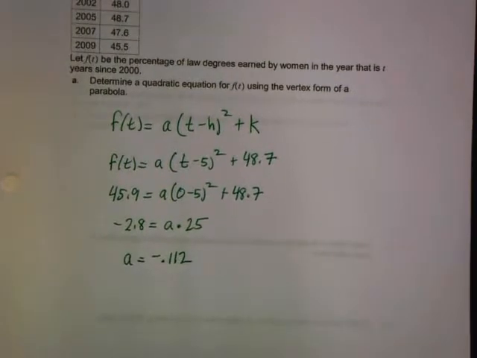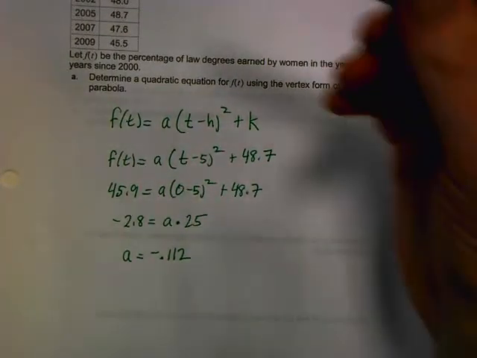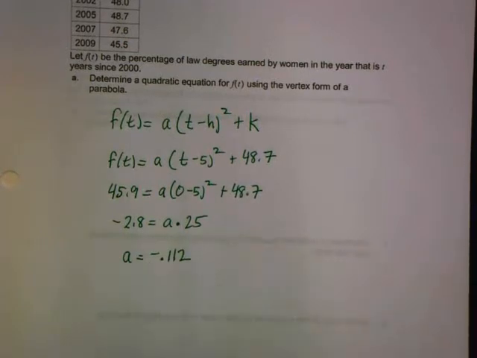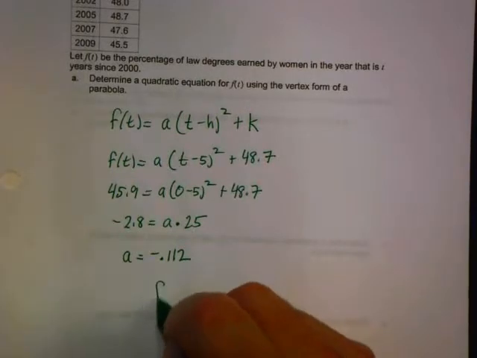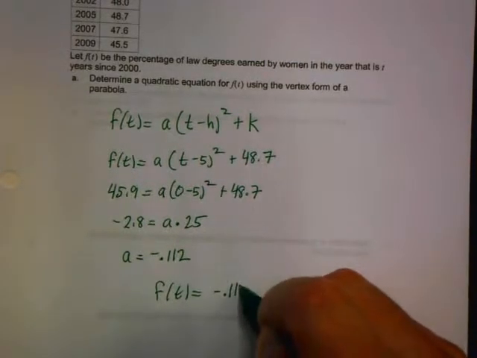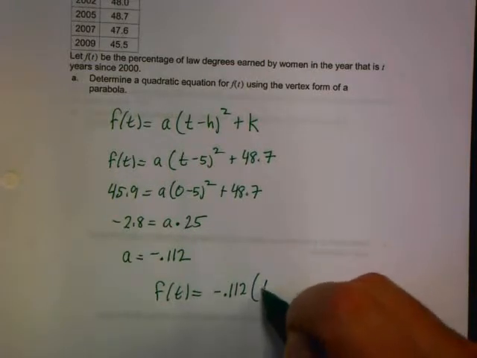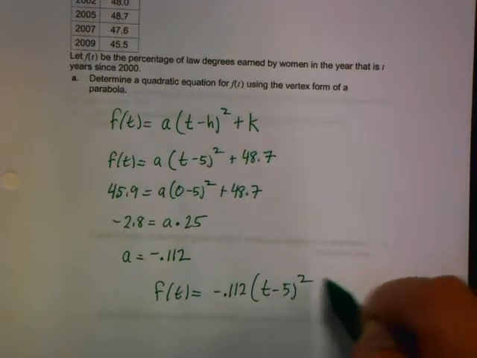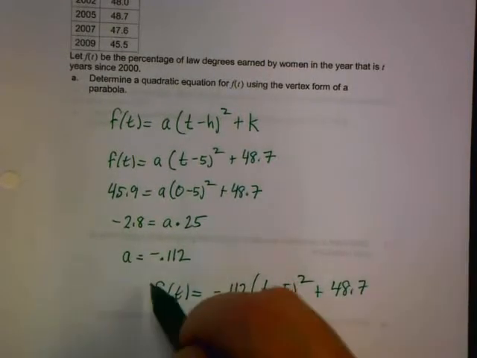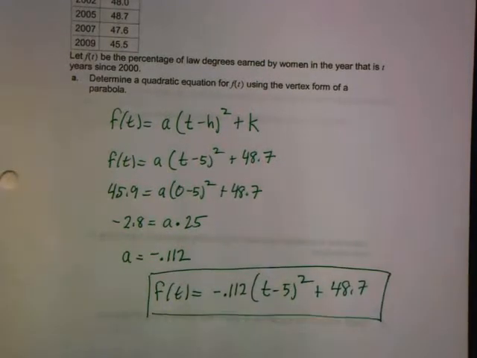And in this case, I probably would leave it as decimals since my data was given in decimals. I could have my calculator convert that into a fraction, but I'm dealing with decimals anyway. I'll leave it as a decimal. All right, so our answer is f of t is minus 0.112 times t minus 5 squared plus 48.7. There would be our equation in vertex form.